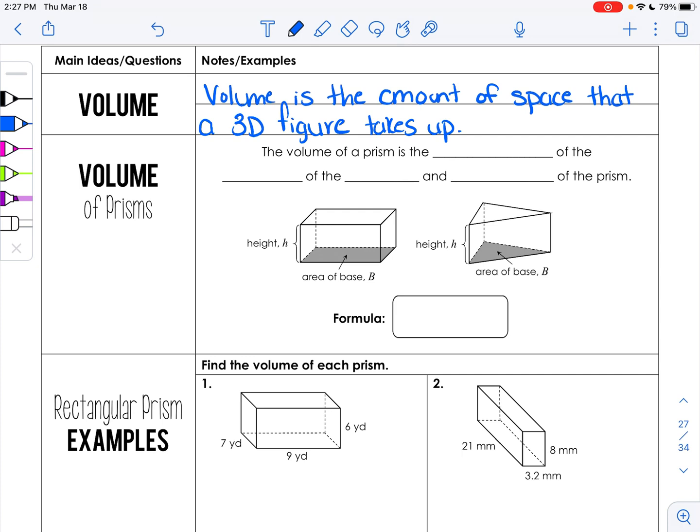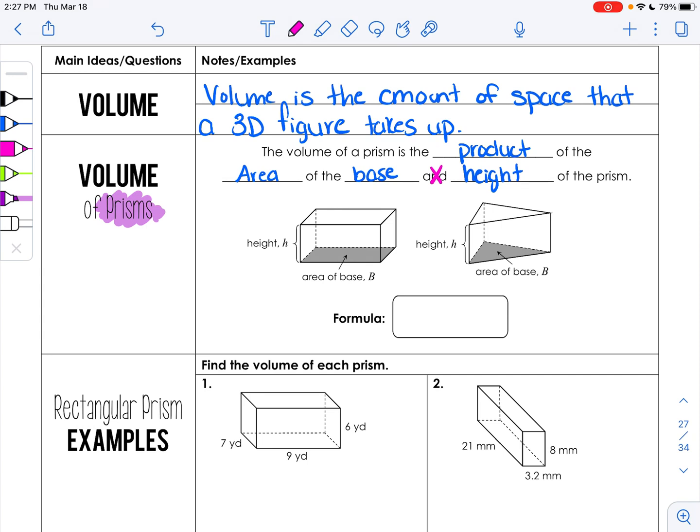So let's talk about the volume of prisms first. The volume of the prism is the product, so remember that means to multiply, of the area of the base and height. So we're going to be multiplying the area of the base times the height.